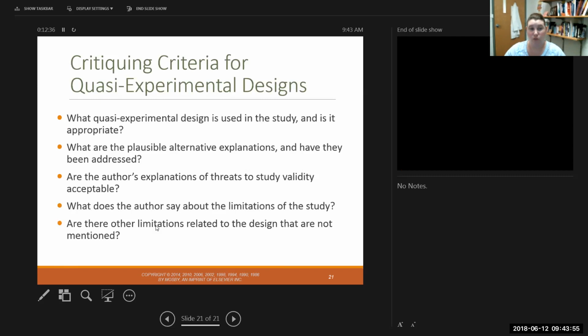Again, similar to what you do for experimental studies, you do for quasi-experimental. Again, what was the design that they used? Are there plausible alternative explanations? Did the author explain any threats to validity? What does the author say in addressing limits of the study? And are there any other limitations that you can think of to the design that perhaps they didn't mention? So those are just questions that you ask in critiquing a study.